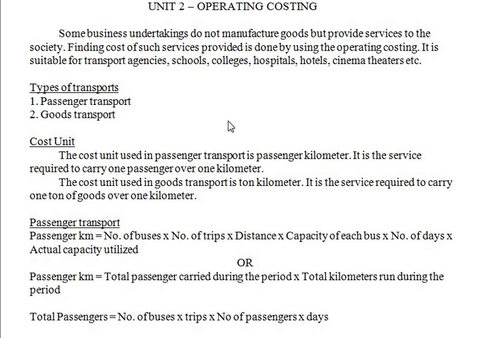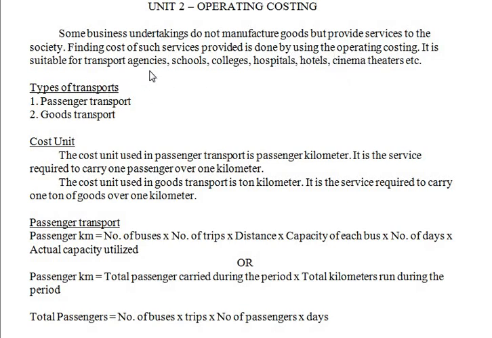Hello students, today I'm going to start with your second unit of costing methods and techniques, that is operating costing. Before starting with the problems, first we will see what is operating costing. Some business undertakings do not manufacture goods but provide services to the society. Finding the cost of such services provided is done by using operating costing.